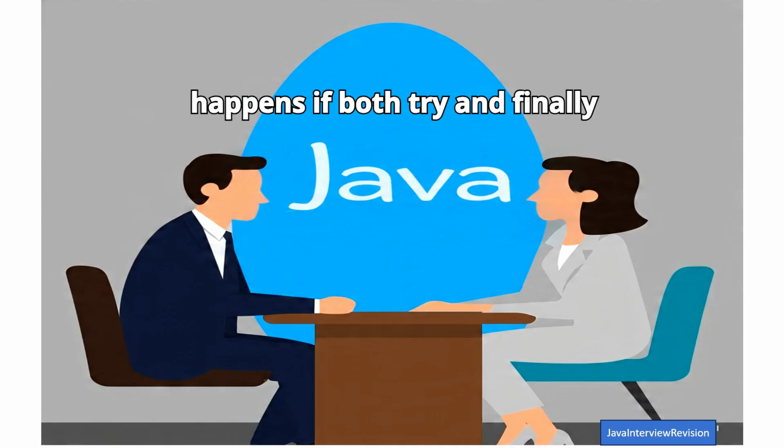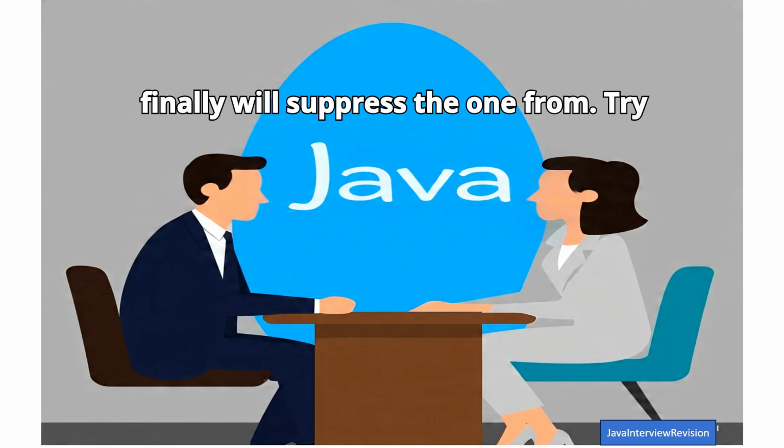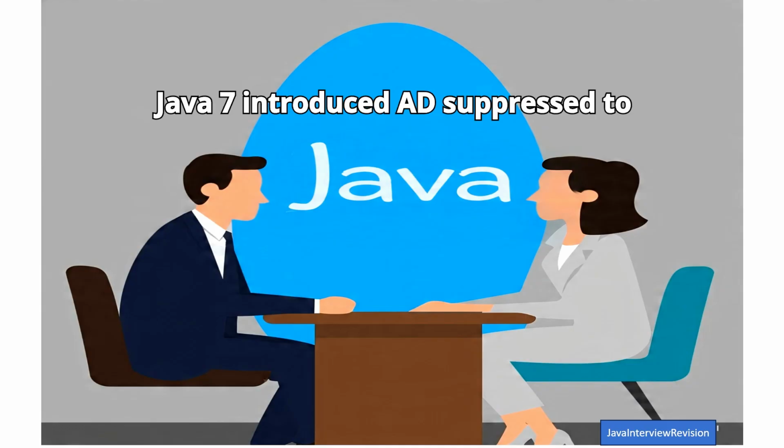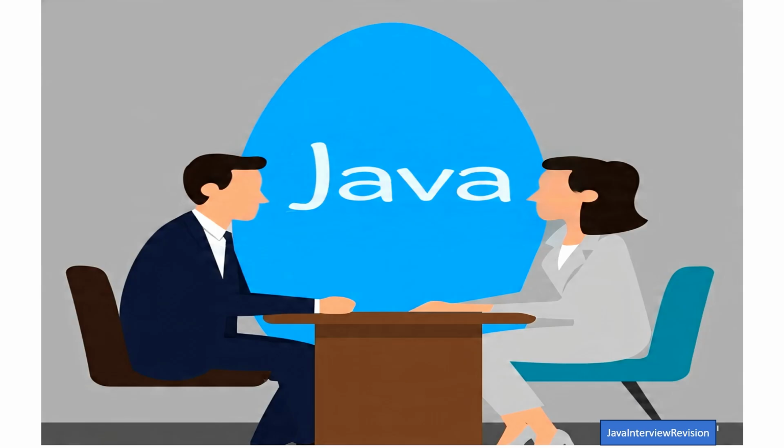What happens if both try and finally throw exceptions? The exception from finally will suppress the one from try. Java 7 introduced addSuppressed to preserve both, but if not handled, the original exception can be lost.